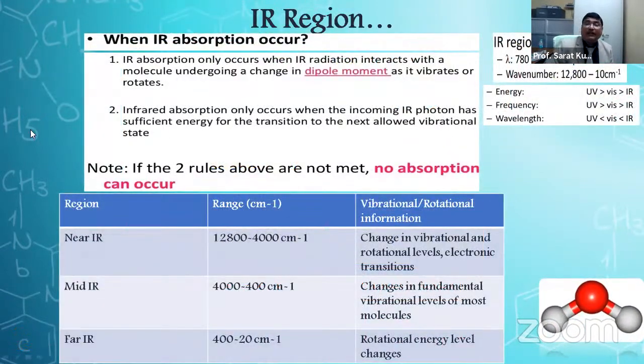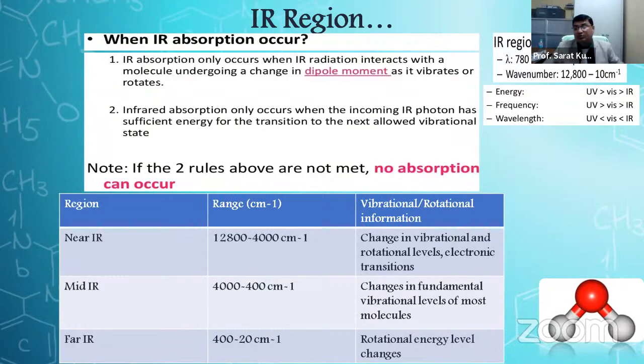Okay. What happened? Let's see what happened and when IR is observed. IR observes only that radiation which interacts with the molecule undergoing a change due to the dipole moment. All of you know what the dipole moment is, and it vibrates, as it vibrates or rotates.